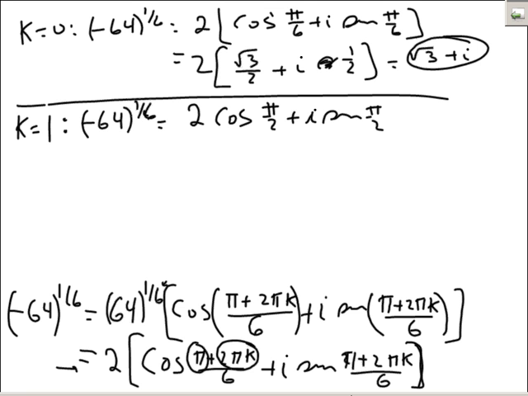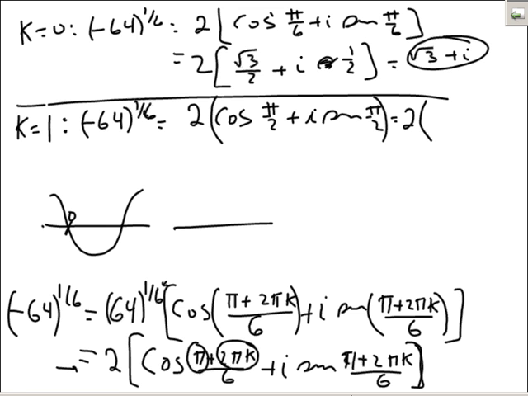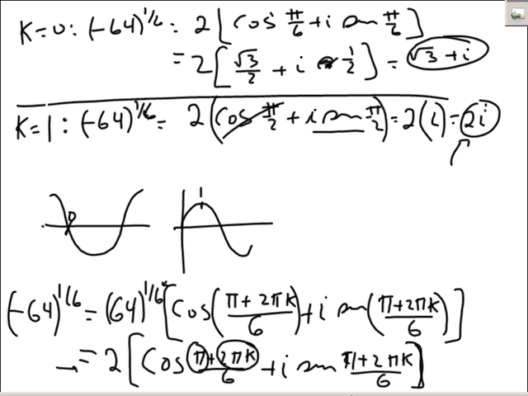Now half pi is 90 degrees, and for 90 degrees we use the graph. The cosine of 90 degrees is 0. The sine of 90 degrees is 1. So that's 0 and this is 1. So we get 2 times i, or 2i. If you multiply that by itself 6 times, you will get negative 64.